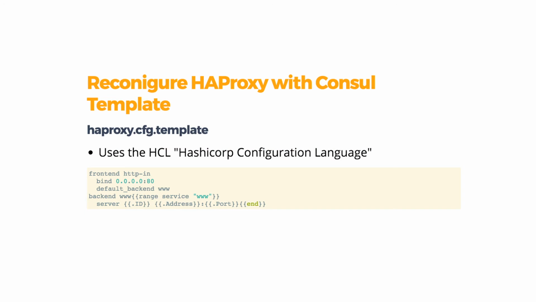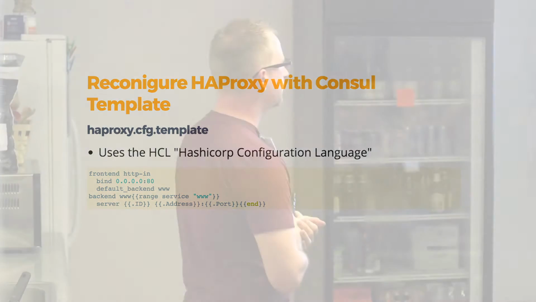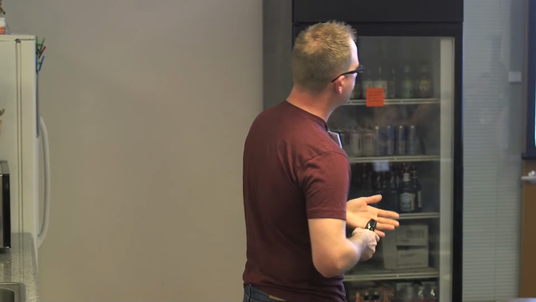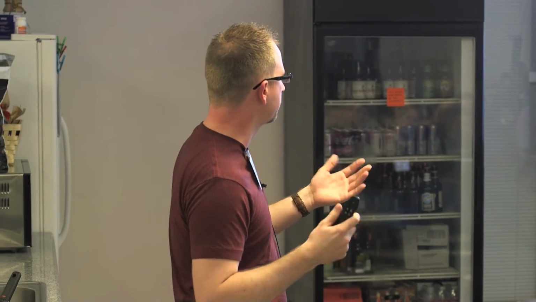We define our frontend. We're listening for all requests coming in on port 80. We send requests to the www backend. And then inside the www backend, we define this double curly bracket syntax. This syntax is called HCL, HashiCorp Configuration Language. It's really simple. You can use it with, again, any kind of configuration script.